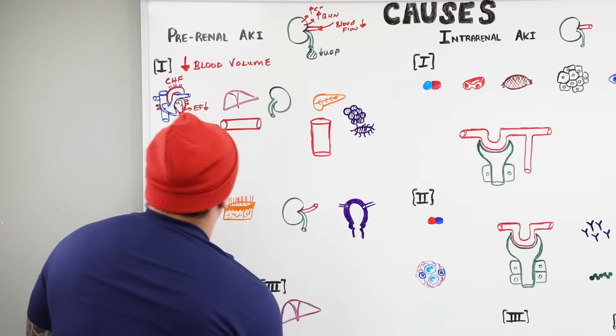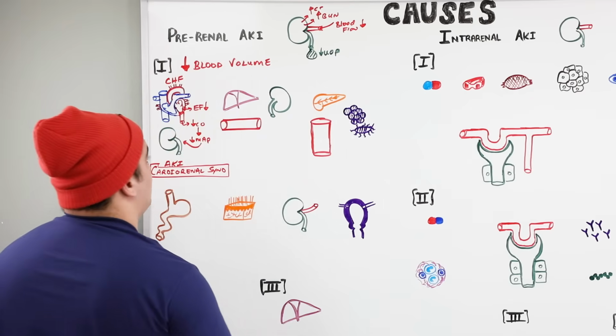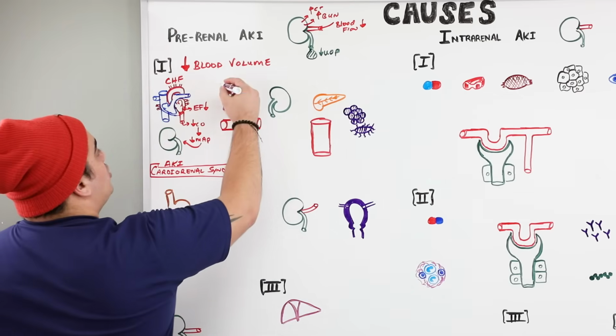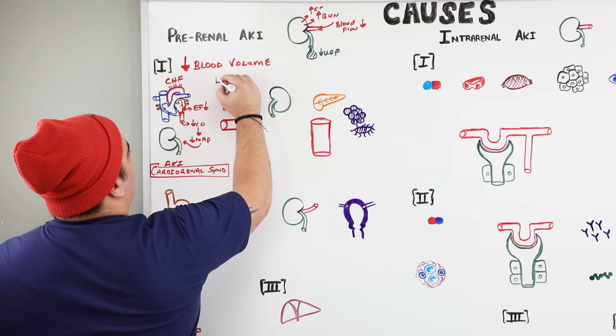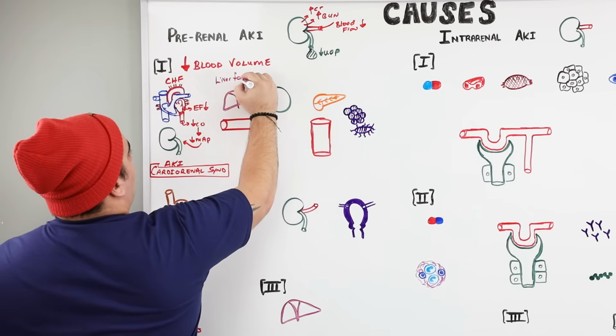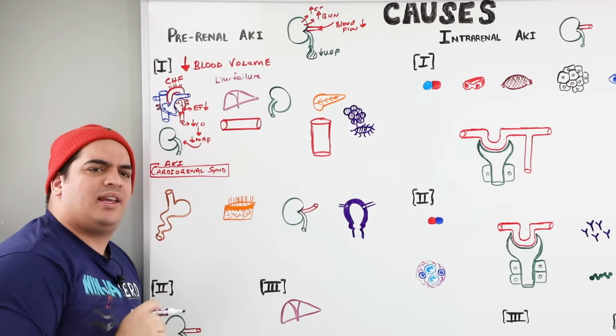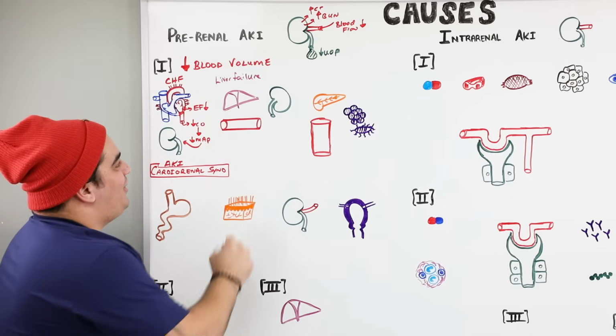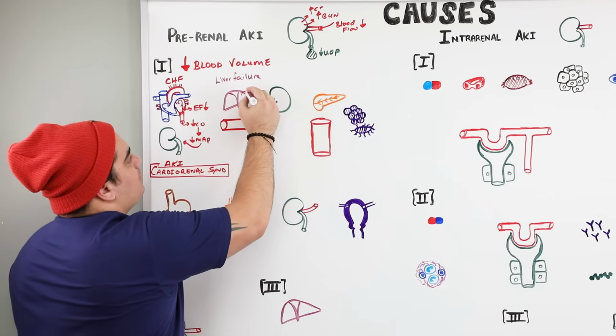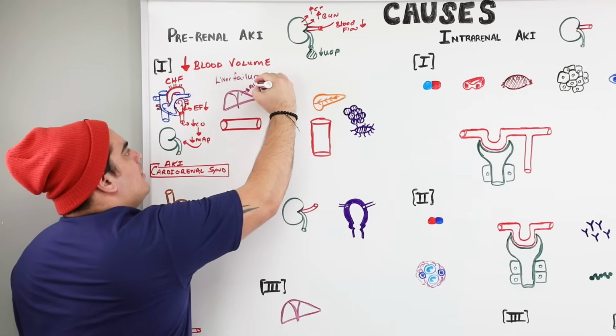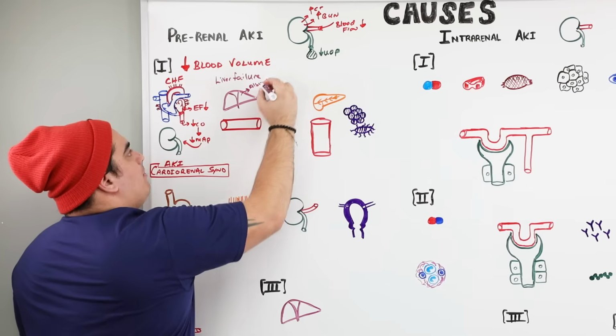Another example of this would be someone who has what's called liver failure. So if someone has very severe, let's say, liver failure, you know what the liver is actually responsible for making? Proteins. You know there's a protein that the liver makes. It's called albumin. And albumin is a beautiful protein.